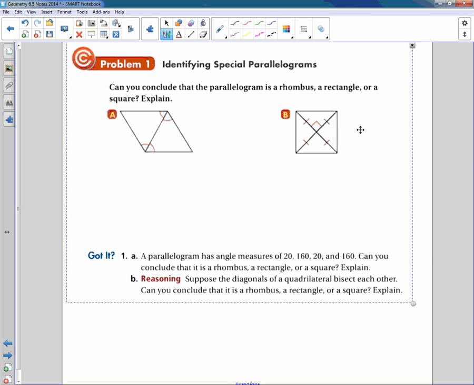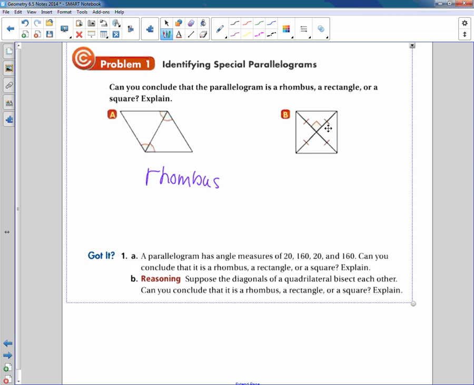Okay, here's the first one. Can you conclude that the parallelogram is a rhombus, rectangle, or square, and why? Okay, so we're looking at this one right here, and what do we notice about this figure? That the diagonals are what? The diagonals are angle bisectors, right? So if the diagonals are angle bisectors, then what does that tell us? Then it is a rhombus.